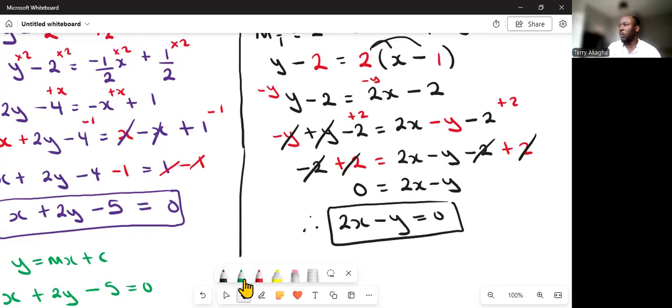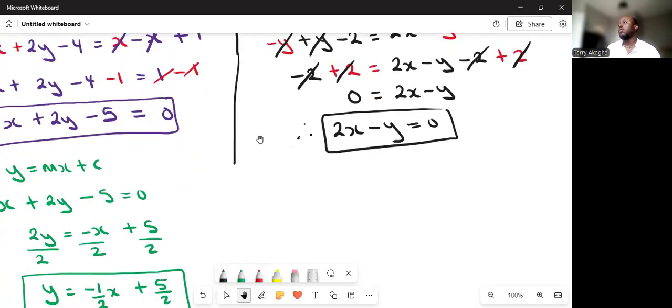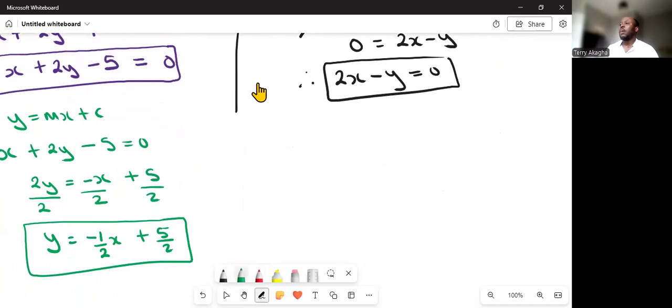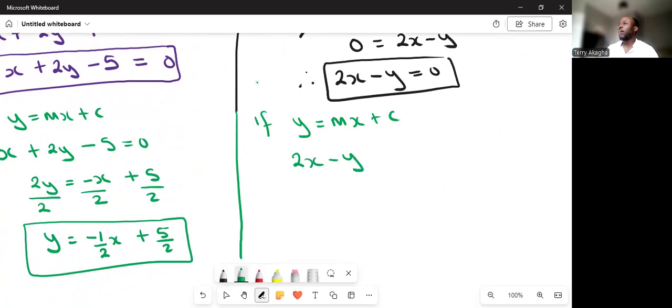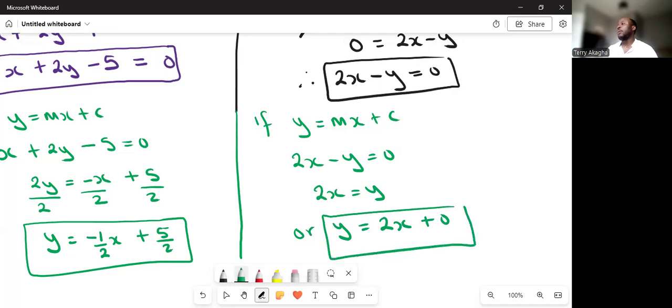Now, for instance, if the question wanted it in the form of y equals mx plus c, the same thing, you're going to have 2x minus y is equal to 0. I'll take y to the other side, so 2x is equal to y. Or we can say y is equal to 2x, so the mx is 2x, then the c is 0, and that will be the answer for that. All right, that is it for that, and we're done with that question.